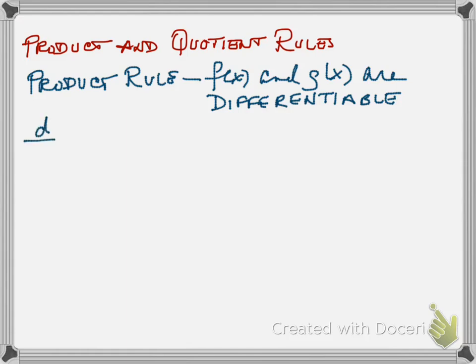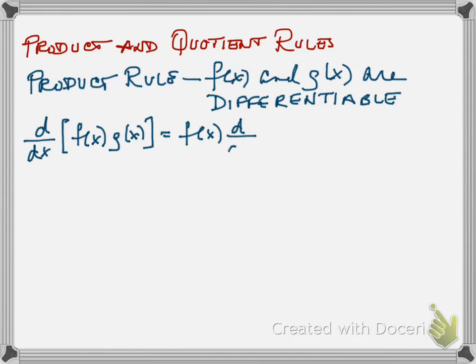So the first way, we're going to take the derivative of f of x times g of x, where f of x and g of x represent two factors in a product. You're going to have the first term, which is f of x, times the derivative of the second term, plus the second term times the derivative of the first term.